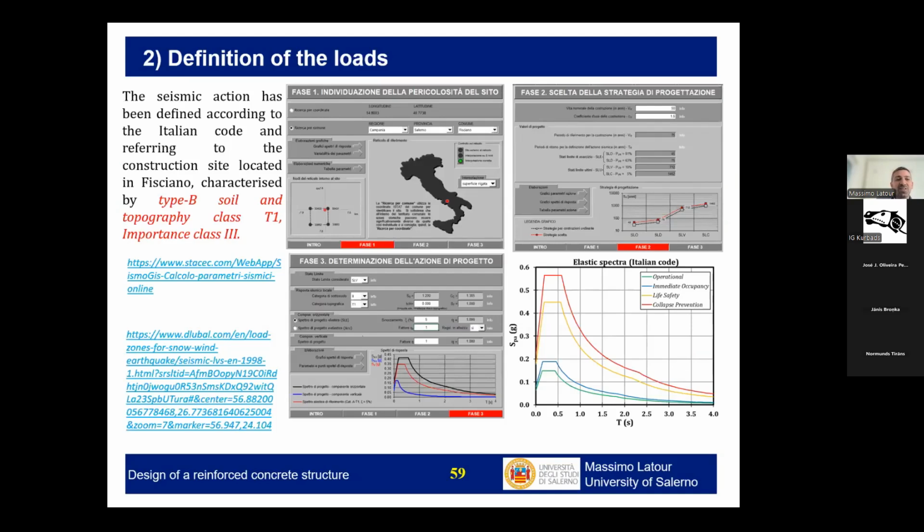Okay, these are the spectra. This example is carried out in Italy as we are designing the structure in Italy. In Italy, we have 4 different spectra that you see reported here, from the operational to the collapse prevention. Let me underline that we will design considering the design-based earthquake, the life safety one, the one that you see highlighted here in yellow.